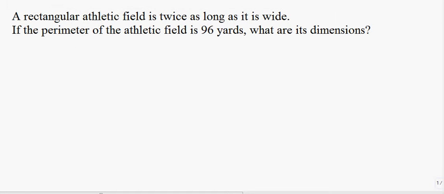Hi everyone. Let's take a look at this word problem. A rectangular athletic field is twice as long as it is wide. If the perimeter of the athletic field is 96 yards, what are its dimensions?